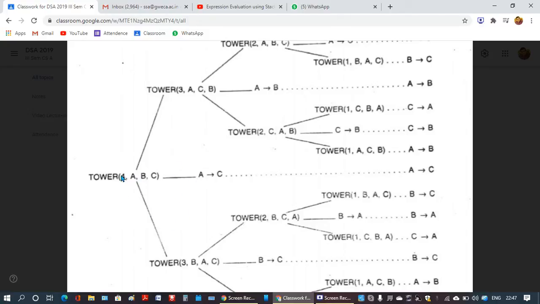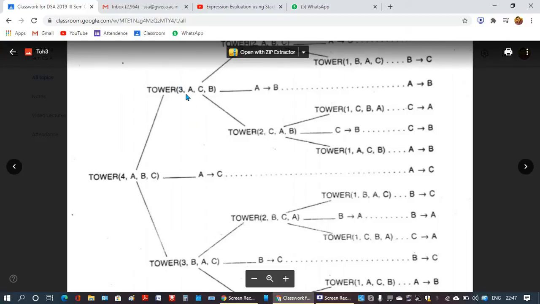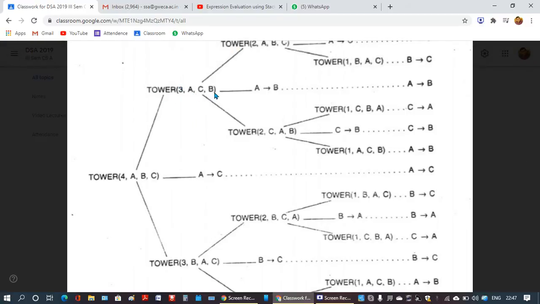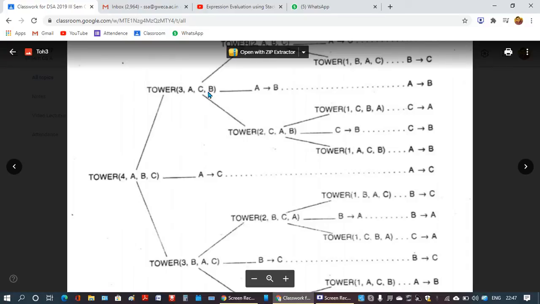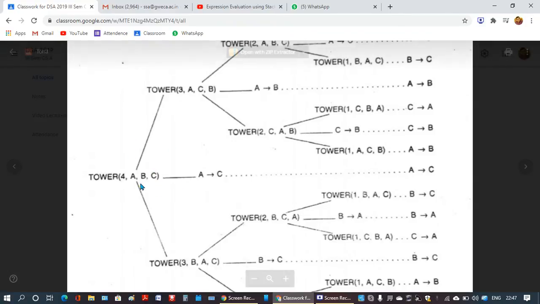How? First, instead of shifting from A to C, I will shift 3 disks from A to B. So I write here Tower 3 A to B. So this is source, this is destination, and this C is auxiliary here. So first you will shift 3 from A to B instead of A to C. Now you have only one disk in A, so you will shift that from A to C. So this is A to C, the direct solution.